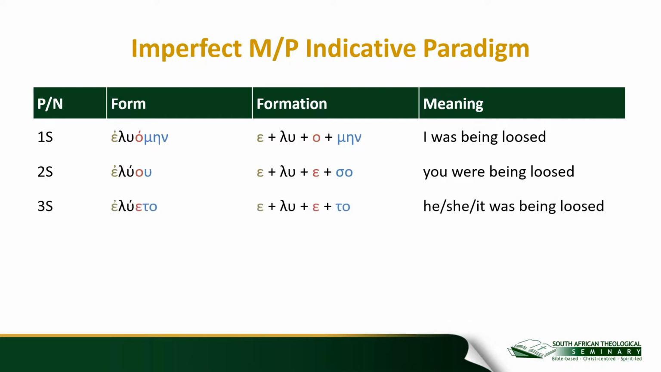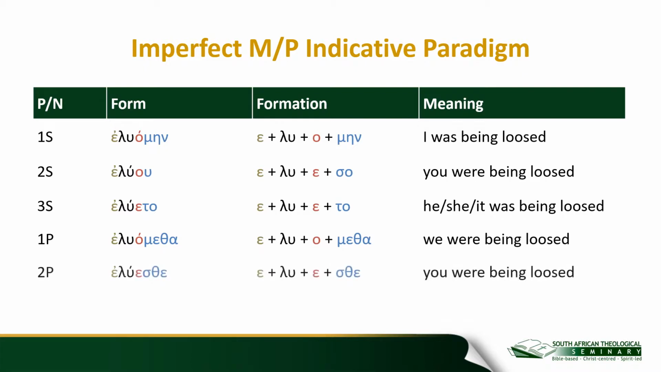The three singular, elieto, is formed from the augment epsilon plus the present tense stem li plus the connecting vowel epsilon plus the three singular passive ending to. Elieto, he, she, or it was being loosed. The one plural is eliometha. It's formed from the augment epsilon plus the present tense stem li plus the connecting vowel omicron plus the personal ending metha. Eliometha, we were being loosed.